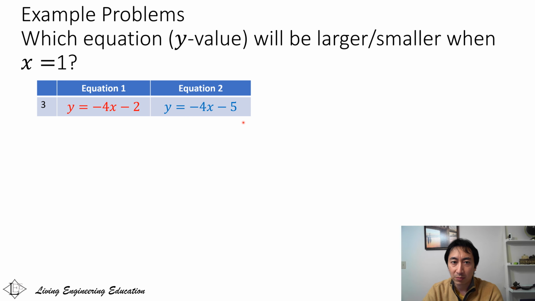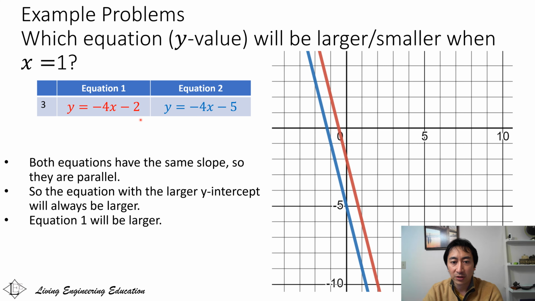We have different y-intercepts, right? Which y-intercept is larger? Negative 2 is larger than negative 5. So equation 1's y-intercept is larger. What do you think that tells you about what the value at x equals 1 will be? Well, regardless of whether the slope is positive or negative, the fact that the slopes are the same means that these lines are going to be parallel, not intersect. So what we said earlier is that if they are parallel, whichever y-intercept is larger will always have a larger value. So let's take a look at the graph and see if that's true.